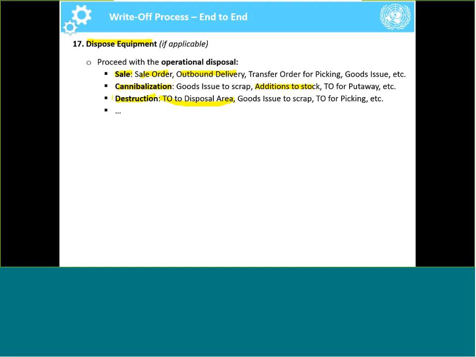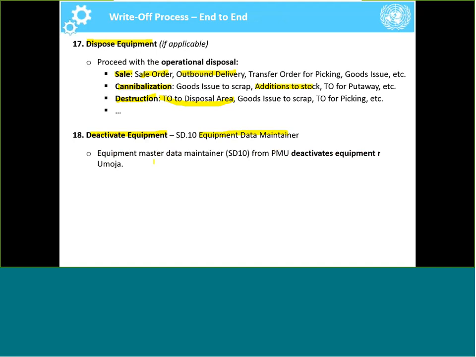So once we have completed the operational disposal, and this reflects also what we are seeing in the questions regarding the deactivation of the equipment and closing the notification. Once we have completed the operational disposal, we need to deactivate the equipment to mark from the system point of view that the equipment is no longer in use. It has to be done by the equipment master data maintainer, who can also upload any supporting documents.